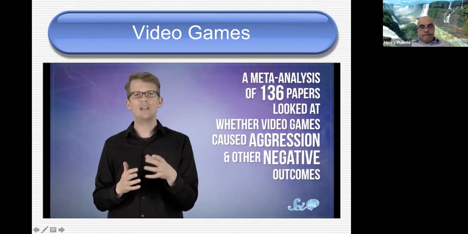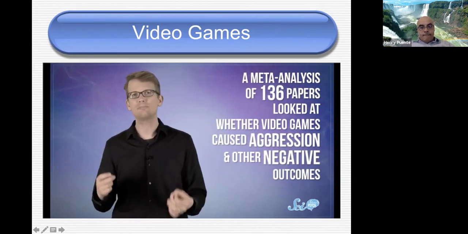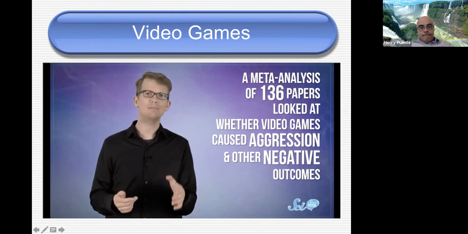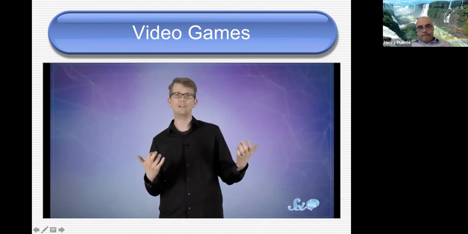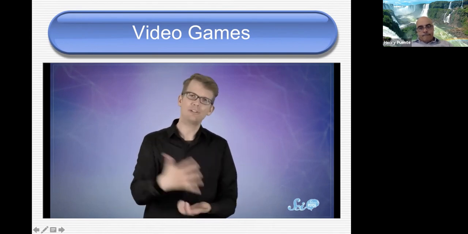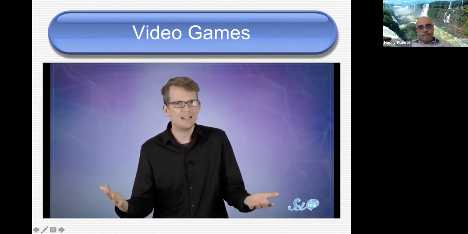So, do they? Psychologists have been trying to figure this out since the 1980s, but a lot of new research is helping us better understand who might be most at risk and why. In 2010, a meta-analysis of 136 papers looked at whether video games caused aggression and other negative outcomes. A typical experiment had people play either a violent or a non-violent game, and then measured aggressive thoughts, feelings, or behaviors.